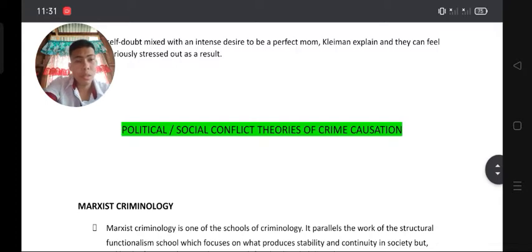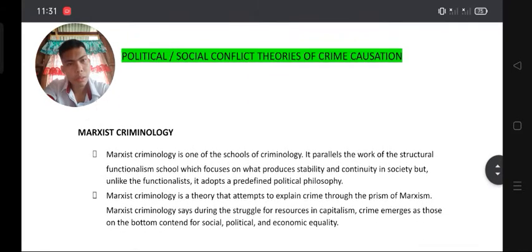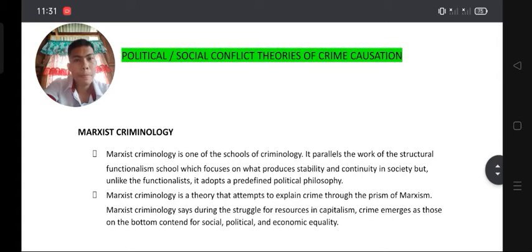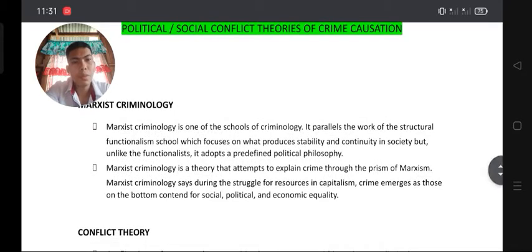The last topic of the theories of crime causation is political social conflict theories of crime causation. The first of the political social conflict theories of crime causation is Marxist criminology. Marxist criminology is one of the schools of criminology.